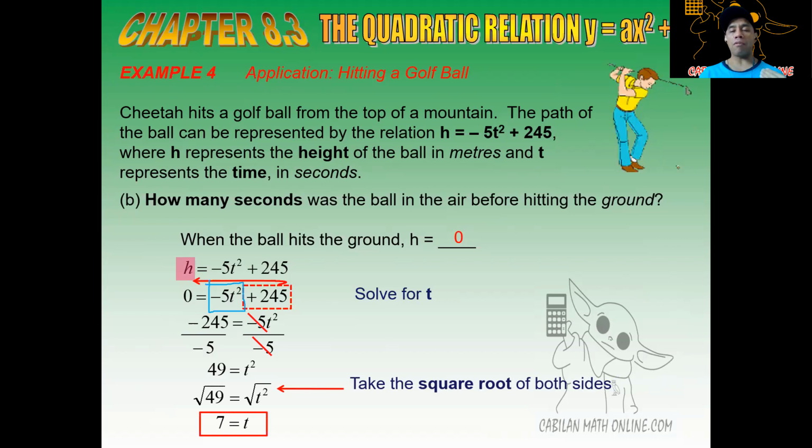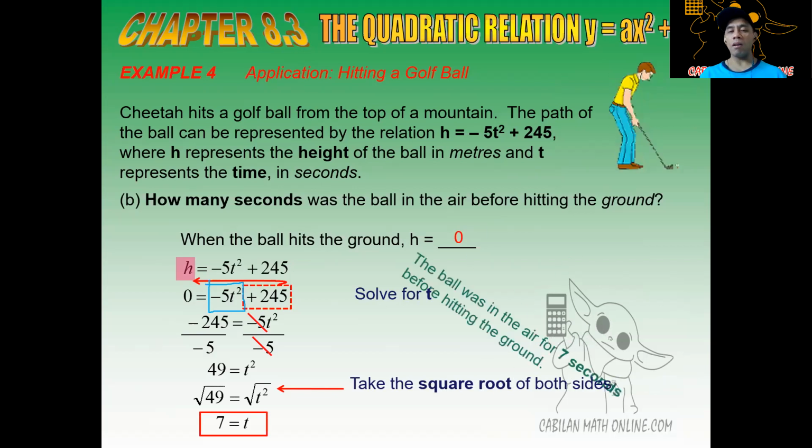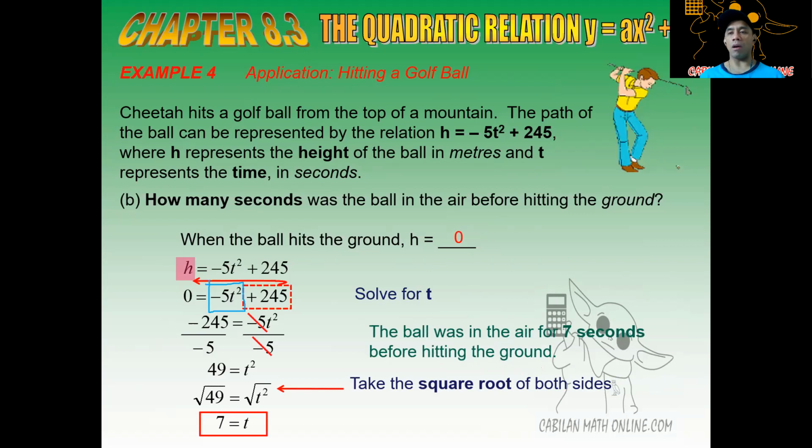So after the ball is hit, it goes up, and it takes 7 seconds until it hits the ground. You might want to put a star beside this example because it is pretty hard to grasp at first. But there are many questions in your booklet that are going to give you practice for these types of questions.